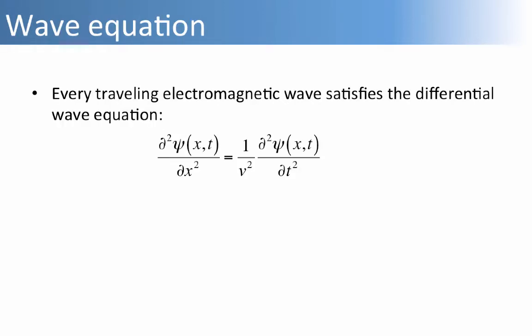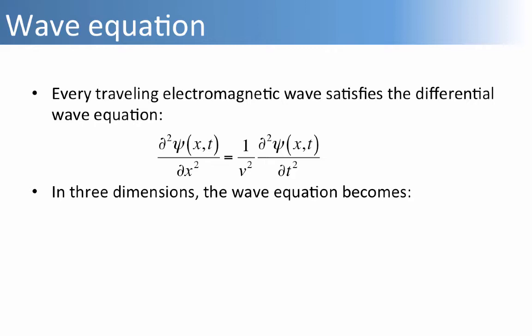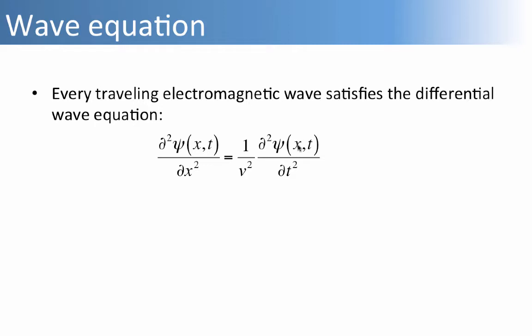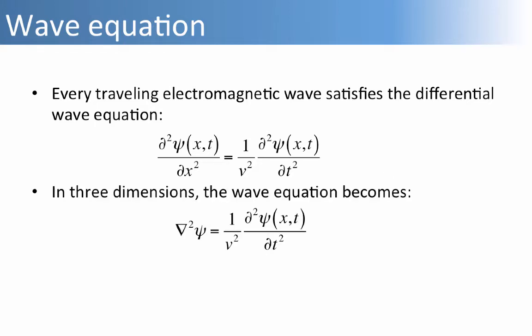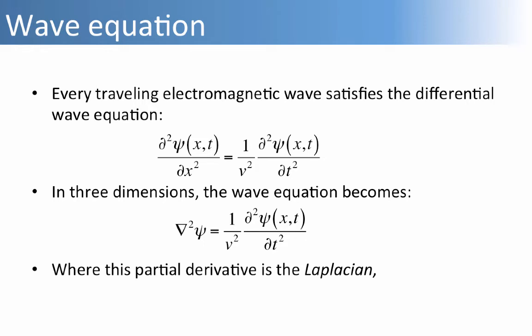This will look familiar. Every traveling electromagnetic wave satisfies the differential wave equation. And in 3 dimensions, that wave equation becomes del squared psi equals 1 over v squared d squared psi dt squared. The del squared is a Laplacian, which is the second derivative with respect to x, plus with respect to y, plus with respect to z.